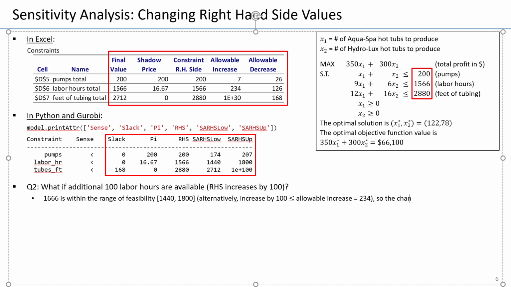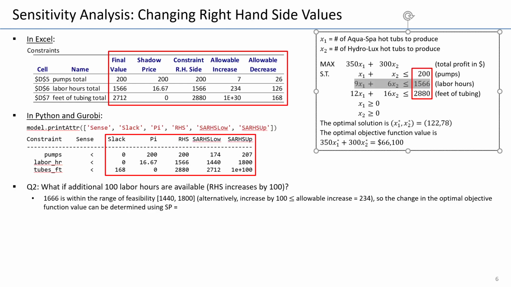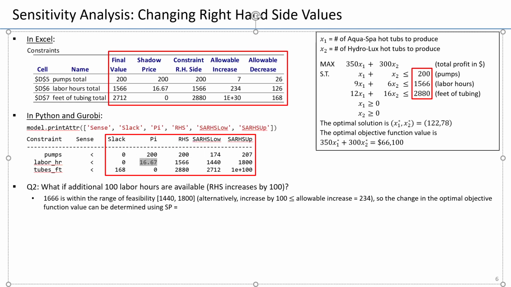So the change in the optimal objective function value can be determined using the shadow price. And the shadow price, now that we're concerned, this is constraint number 2, right? Remember, we're considering now the right-hand side of constraint number 2. So we have to look at the shadow price for constraint number 2, which is 16.67.